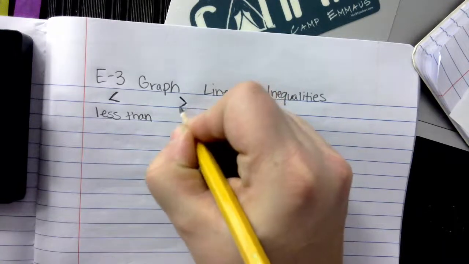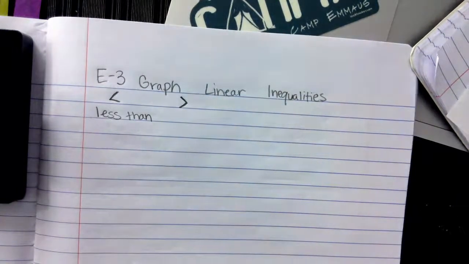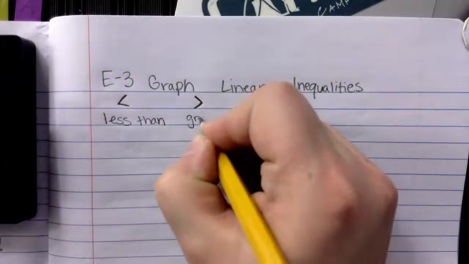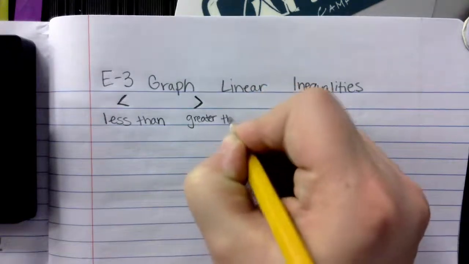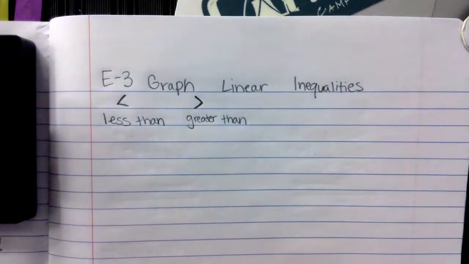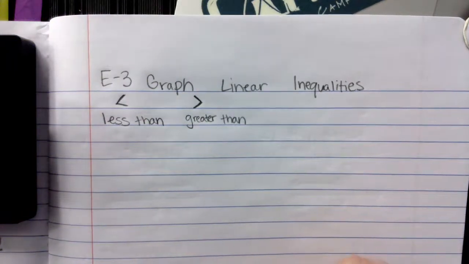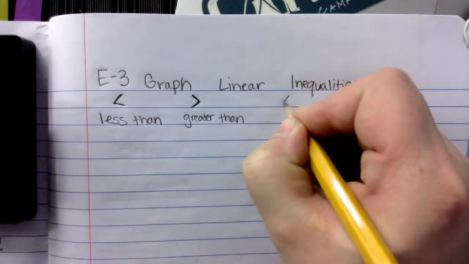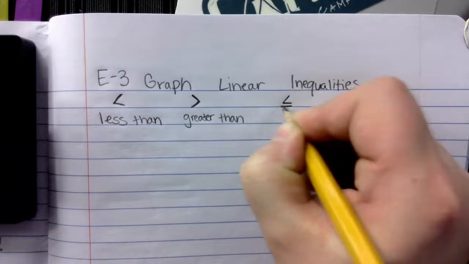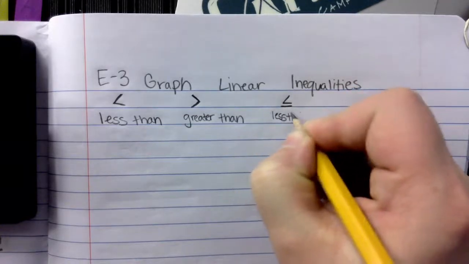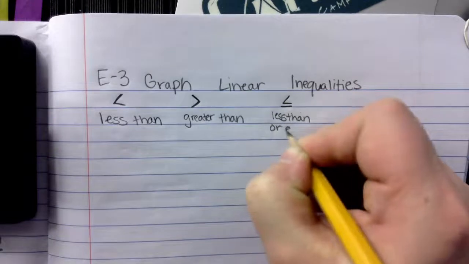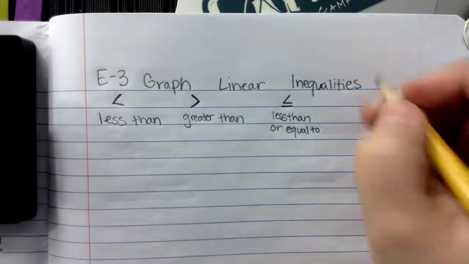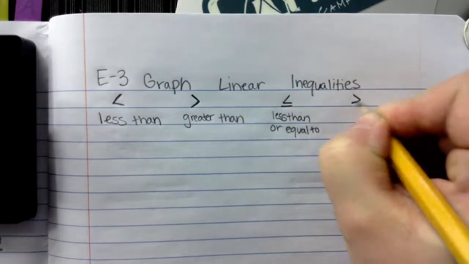I'm going to start with the two basic ones that you learned like back in your first time doing math. We have less than and we have greater than. And then because Ruby was being an overachiever, she already mentioned the next one. What's the next one, Ruby? Yeah, less than or equal to. And then what's our last one? Greater than or equal to.